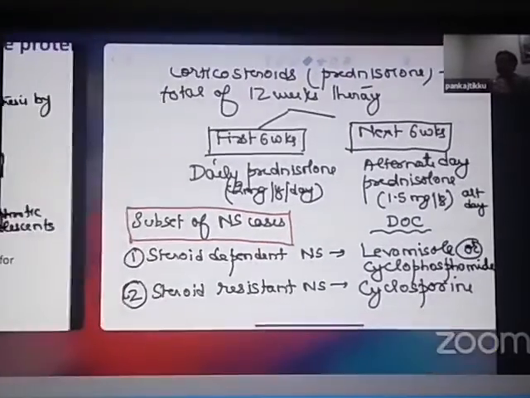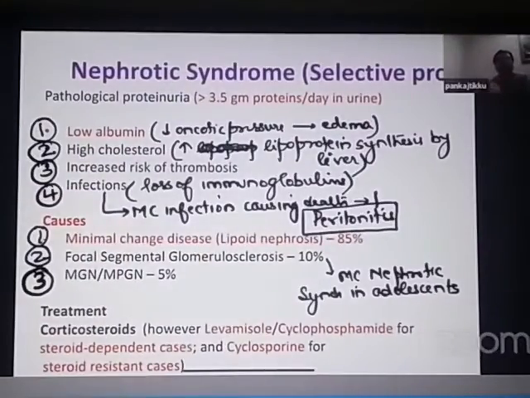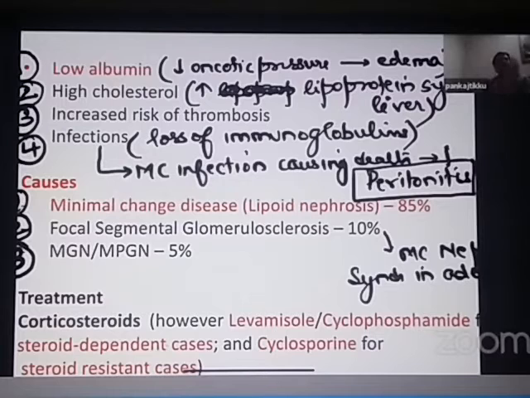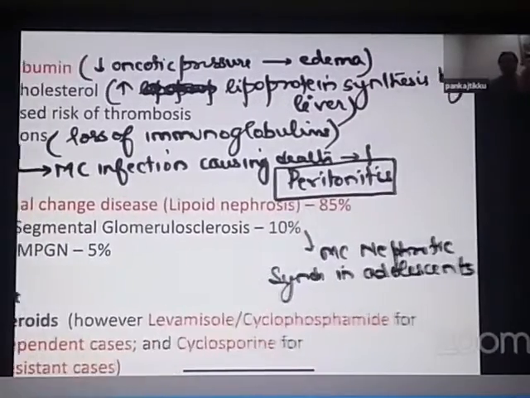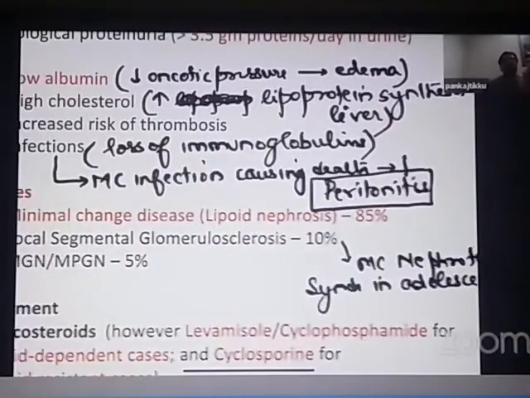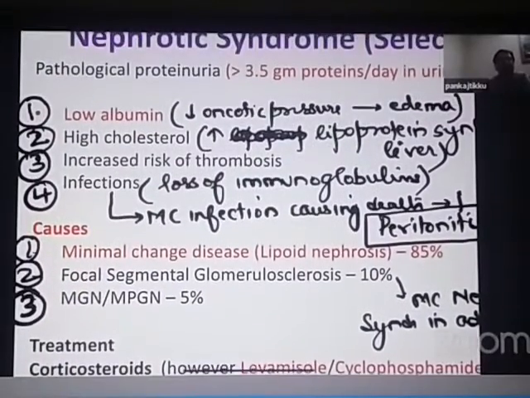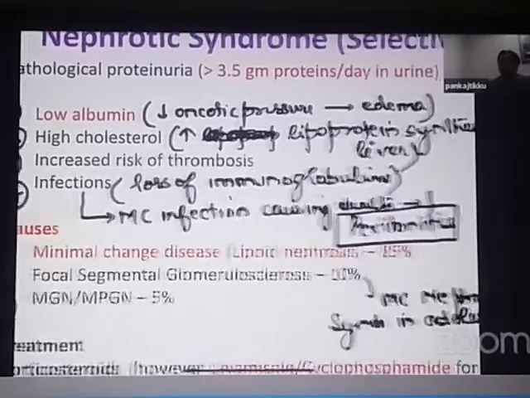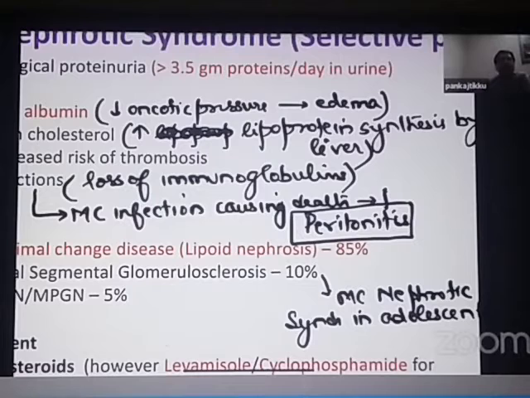How do we define pathological proteinuria? As I told you, it is urine protein excretion of more than 3.5 grams of protein per day. Children with nephrotic syndrome have low albumin because of hypoalbuminemia. They have high cholesterol because of increased lipoprotein synthesis by the liver. They also have a high risk of thrombosis and infections because of loss of immunoglobulins. The infection most commonly known to cause death in a child with nephrotic syndrome is bacterial peritonitis or subacute bacterial peritonitis.